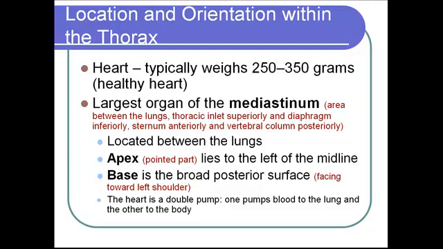It basically is, I would say, sort of square-shaped with a point. So the point lies to the left of the midline. The heart basically is on the midline. And the base, remember if we have an apex and a base, then we have a rough triangular shape. Well, because there's a point, I guess they call it triangular. So the base is considered the posterior surface, or it faces the left shoulder.